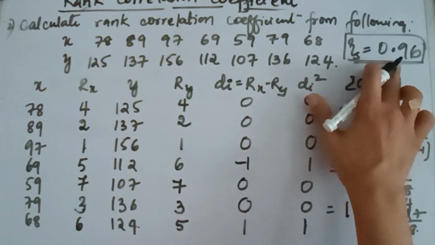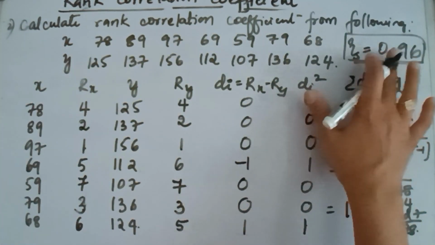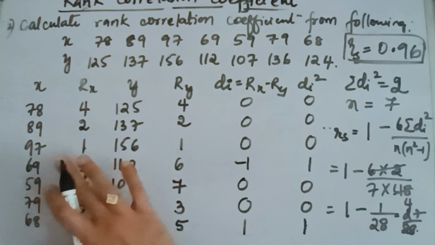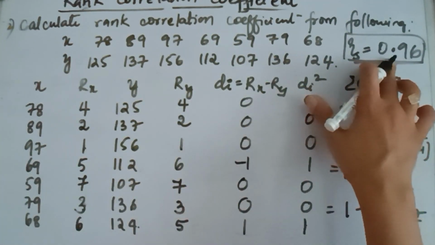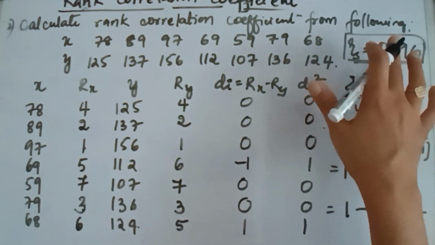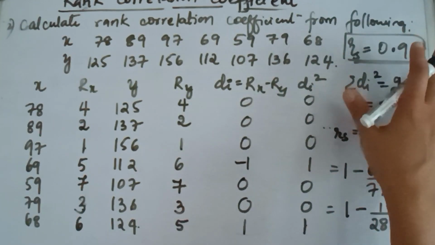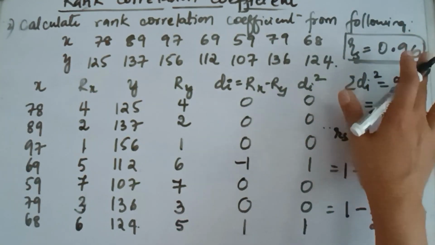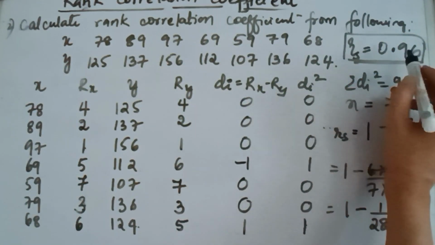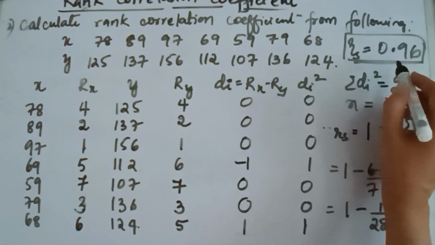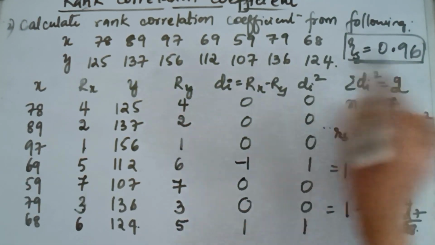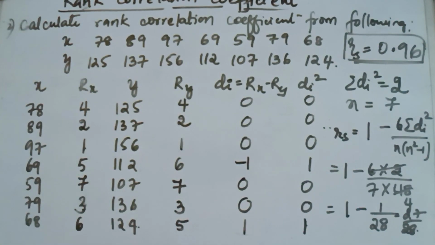And you can say that there is a positive correlation between the two variables, and it is strong, which is very close to the value 1. Value 1 means perfect correlation, so it is very close to 1. Hence it is a strong positive correlation between the two variables x and y. I hope you understood the concept of finding the rank correlation coefficient. Thank you for watching.